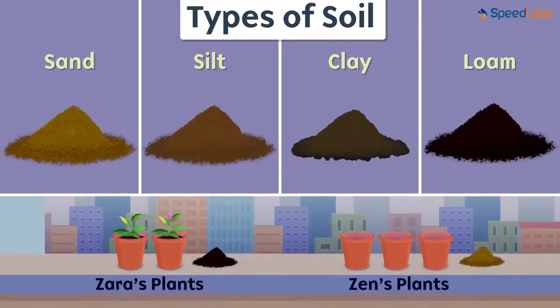Now we know why Zara's plants grew well and Zen's did not. Zara used loamy soil while Zen, who got the soil from a beach, was using sandy soil. So the next time when you want to grow some plants, keep these points in mind.